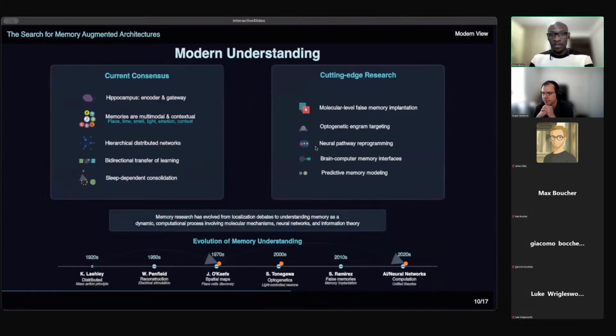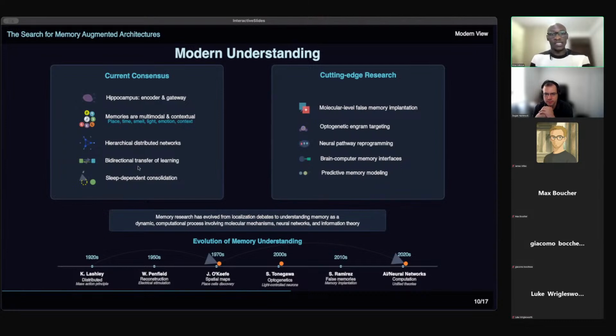Okay, so let's move on to what the history looks like, what we are currently learning, and then what the future holds for computational memory. And what we've learned: the hippocampus is an encoder and a gateway. Memories are multimodal and contextual, like space, time, smell, light, and all that stuff that comes through the system.